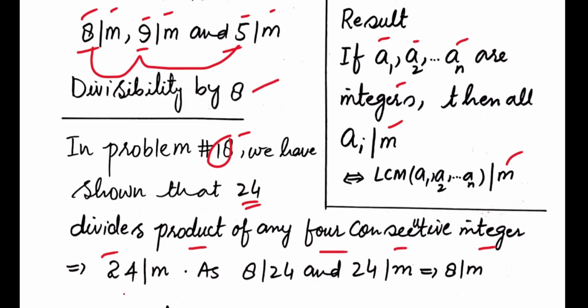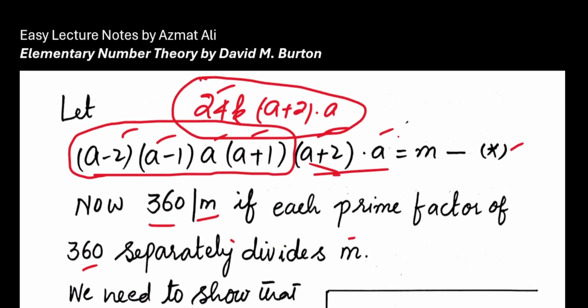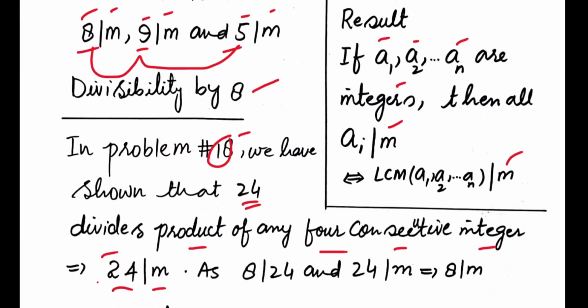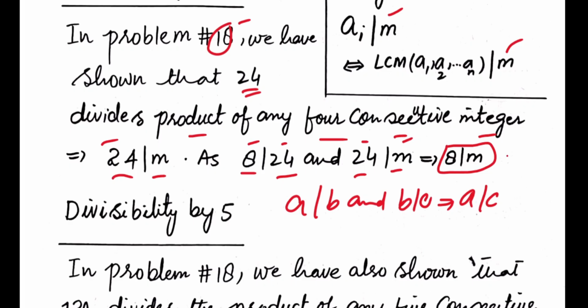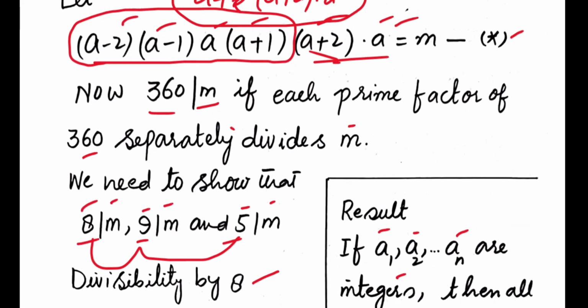Now 24 divides m. What is m? M is the product of 6 consecutive integers. As 8 divides 24 and 24 divides m, this implies 8 divides m. This is the transitive property of divisibility. The transitive property of divisibility says that if a divides b and b divides c, this implies a divides c. So 8 divides 24, 24 divides m, this implies 8 divides m. So this is our first target.